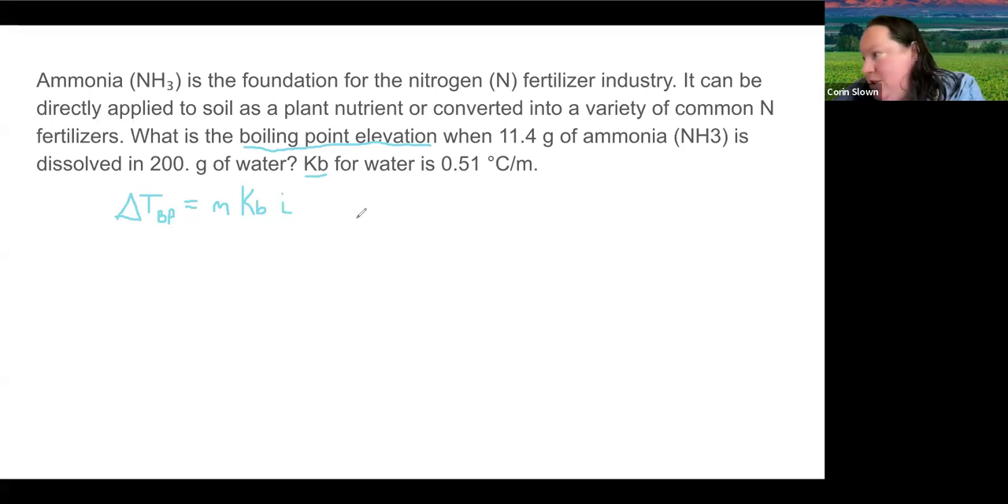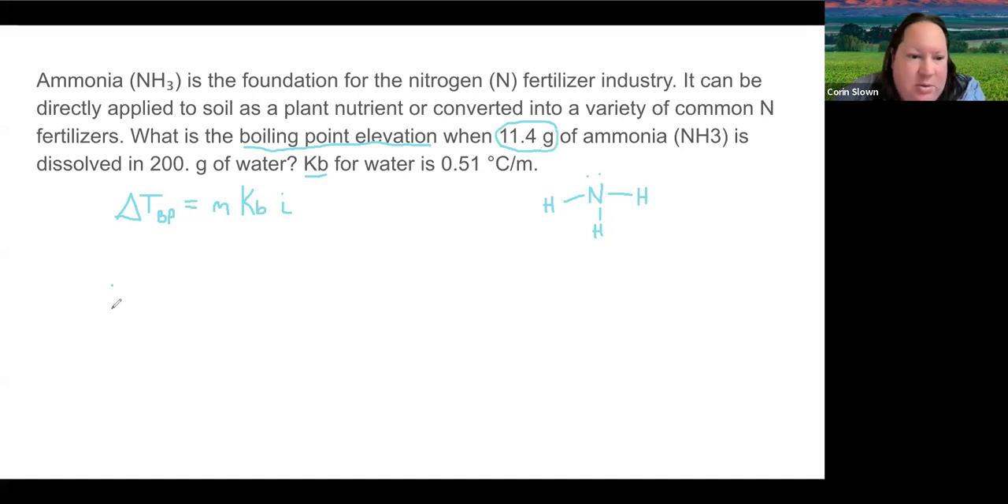Okay, so let's think about each of these. Ammonia is not going to partition into multiple components. It's just going to stay itself. Why is that? Well, if we think about its Lewis structure, ammonia has 3 bonds from nitrogen to hydrogen, and it has a lone pair. This molecule is not going to dissociate. So in order to calculate molality, we're going to need to use the information that's given in the problem.